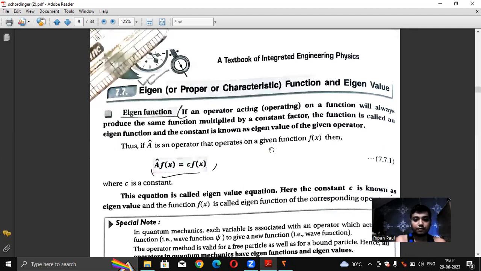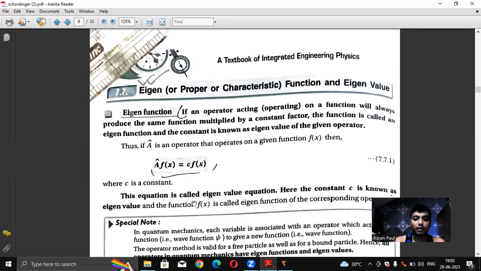Now you see eigenfunction and eigenvalue. You already know these in mathematics also. If you do the matrices part, then you find these two things, eigenvalue and eigenfunction. These eigenfunction and eigenvalue are not the same as in mathematics, so do not correlate them. Here the operators in quantum mechanics are written: A cap f(x) is equal to c f(x). Okay, the eigenfunction is given by this equation.